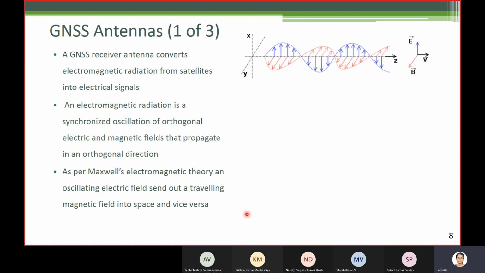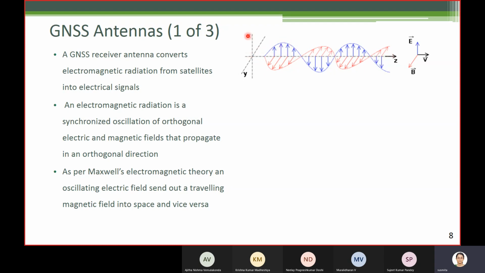Since we are talking about the receiver antenna, its objective is to convert electromagnetic radiation from satellites into electrical signals. We receive electromagnetic waves. The antenna converts the received electromagnetic waves into electrical signals. What is electromagnetic radiation? Electromagnetic radiation is a synchronized oscillation of the electric field and the magnetic field. The blue here shows the electric field. The red shows the magnetic field, and they travel in a direction orthogonal to both of them.